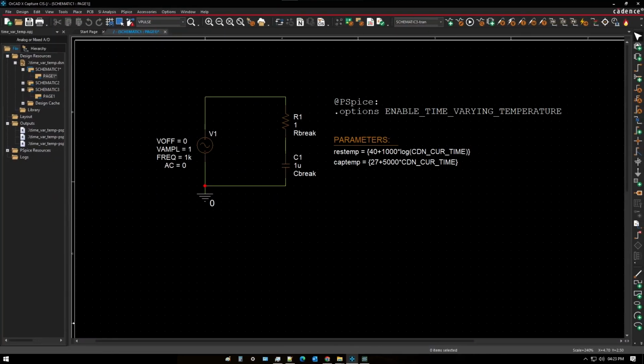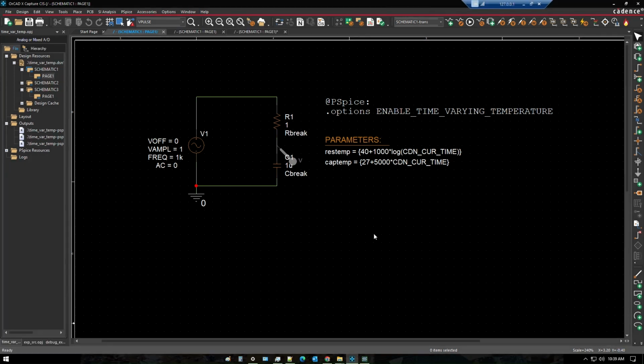In PSpice 23.1, now you can simulate the effect of temperature as time progresses. This involves expressing the temperature variation with respect to time and defining them using temperature parameters like T absolute or T rel global. This feature can be enabled using a new command, .options enable time varying temperature.